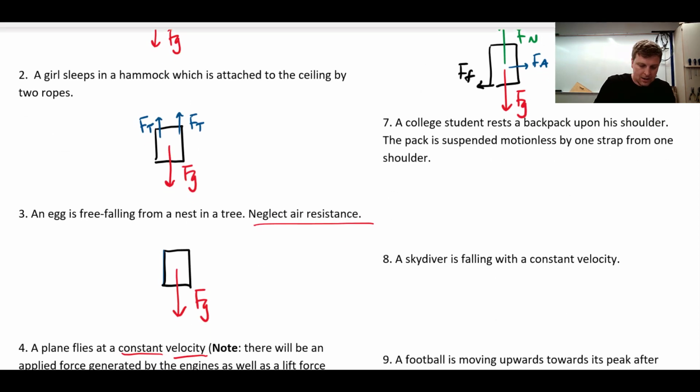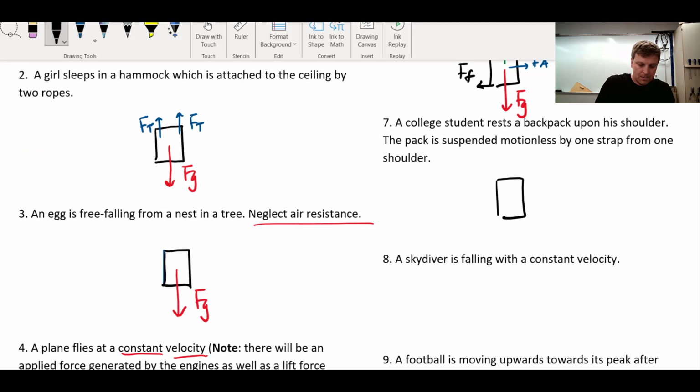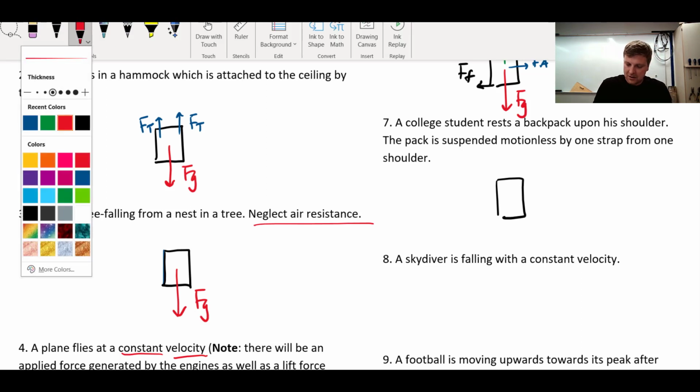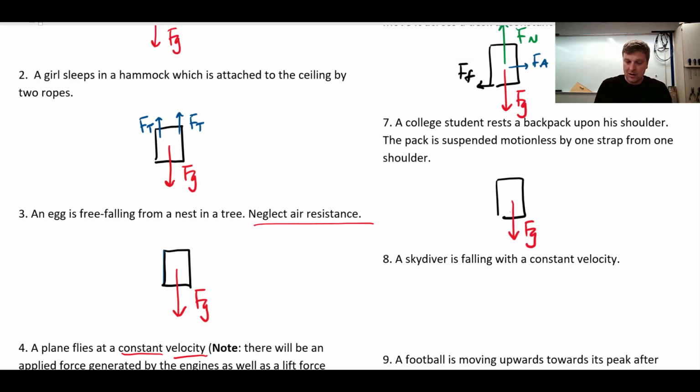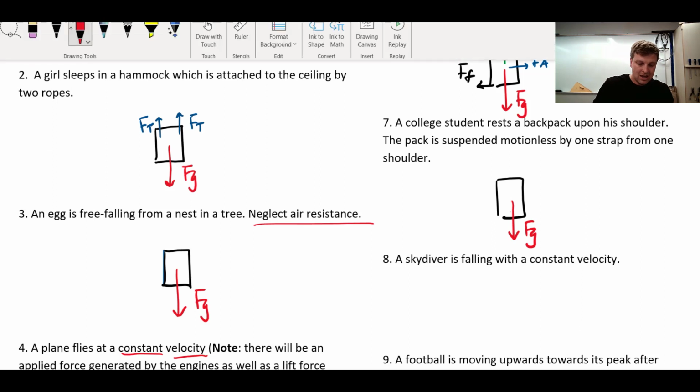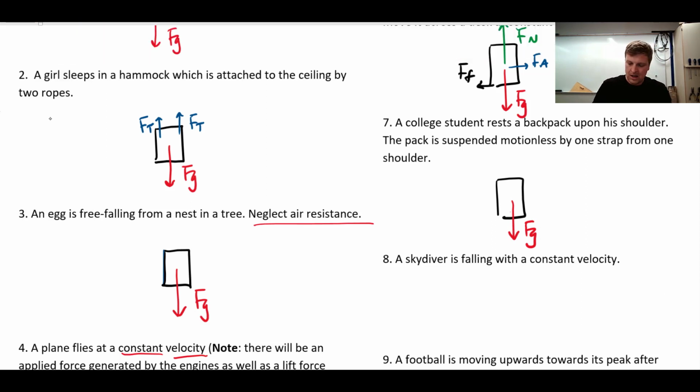All right, student with a backpack on their shoulder. So we've got a backpack, backpacks have mass, backpacks are on Earth, we've got gravity, and then it's being supported by one strap. I guess we might call that a tension force, and again, those two would be equal.